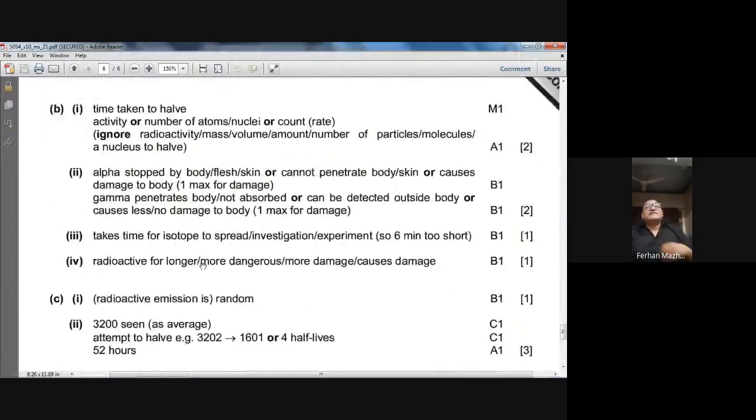Marking scheme says time taken to halve activity or number of atoms, nuclei, or count rate; ignore radioactivity, mass, volume, amount, number of particles, molecules. Okay, so it's the average time. The definition which I gave you, remember that definition is good. It will get you 2 marks.